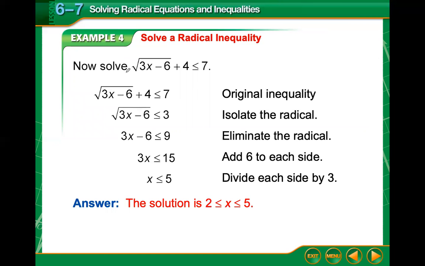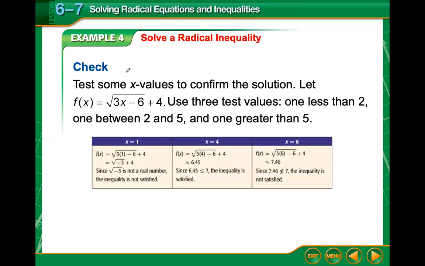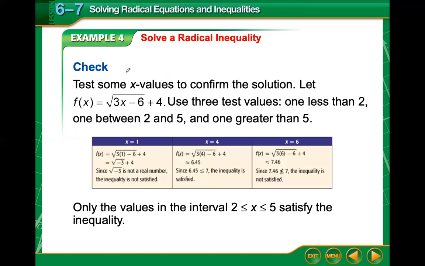All right, moving on, we're going to check it by plugging in values to test our solution. We're going to choose 1, which is less than 2. We're going to choose 4, which is between 2 and 5. And then we choose 6, which is greater than 5. So we're choosing a place in between all the possible solution sets. And we can see only the value between 2 and 5 does work. So our interval is correct.